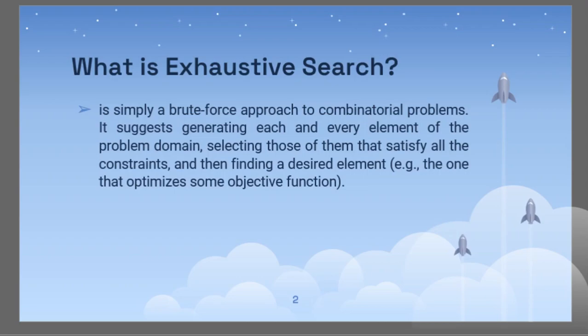It suggests generating each and every element of the problem domain, selecting those of them that satisfy all the constraints. So from the definition itself, that satisfies all the constraints and then finding the desired element. So ibig sabihin dito sa algorithm na to is we will include all the possible scenarios, all the possible solutions, and then we will find what is the most satisfying or what is the most desired element.